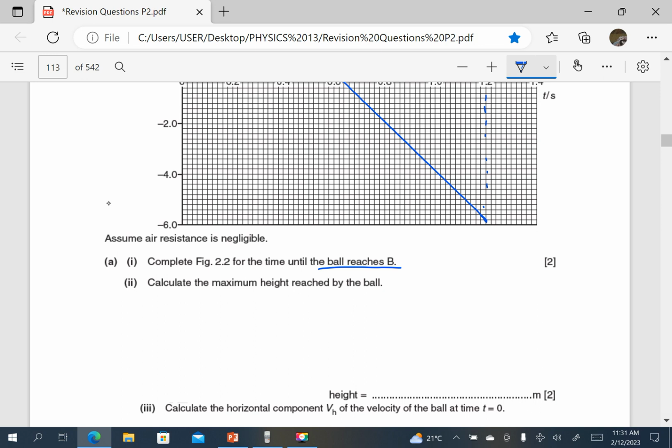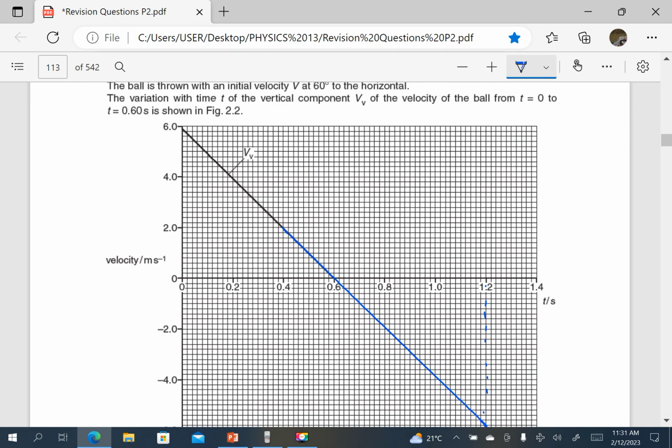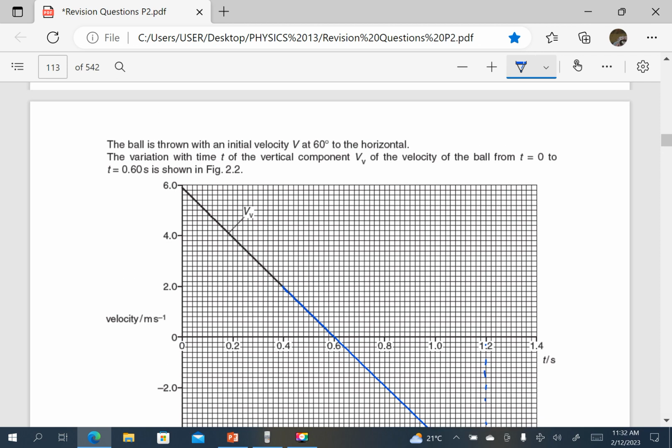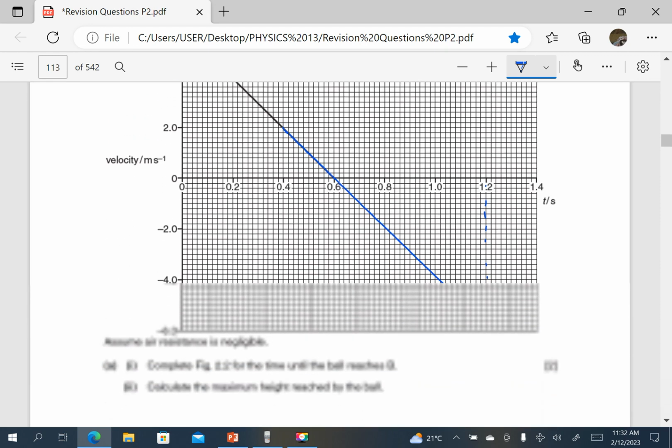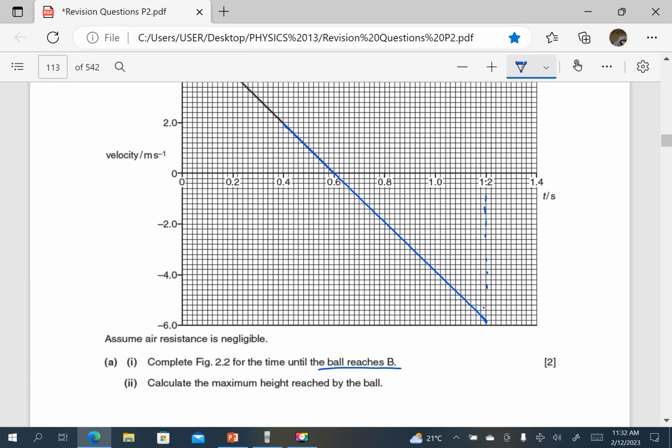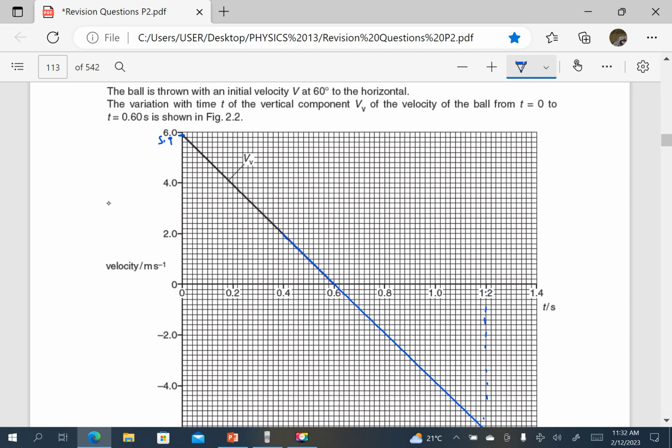Then calculate the maximum height reached by the ball. So now for the maximum height reached, since we have the initial velocity, which I think is 5 point something. On the vertical, the scale is 2.2 divided by 10, 0.2. So this is going to be 5.9. It is in the middle of the box. So even here, it must have stopped at negative 5.9. So the initial velocity is 5.9.